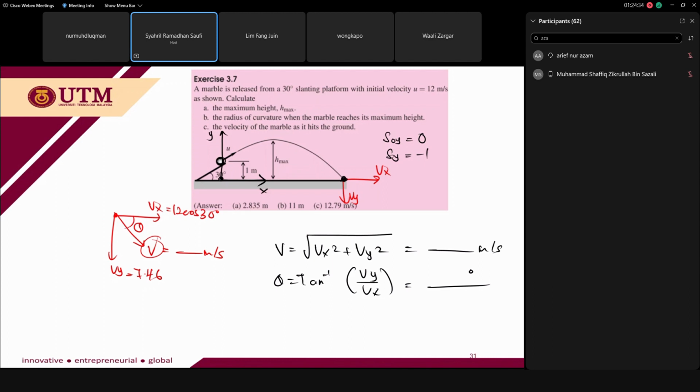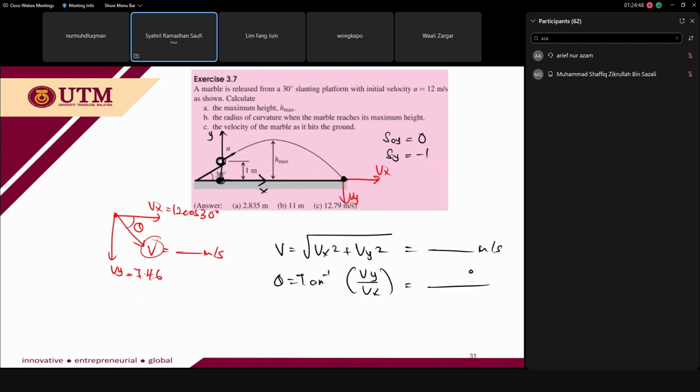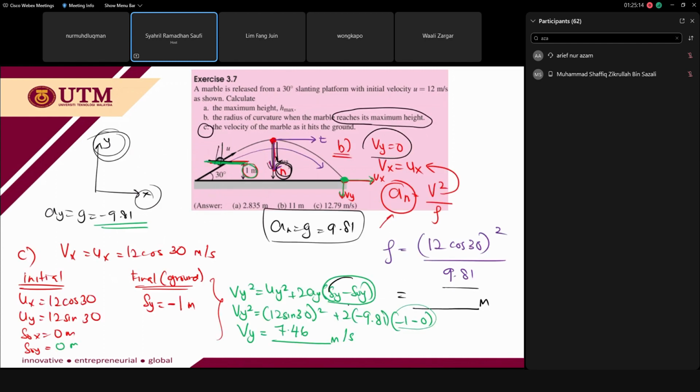Previously I used this position as my reference point. Now I change my reference point to the ground, as the origin. In this case, my s naught y is actually 1 and my sy is actually 0. If I input my values into this equation, I still get 0 minus 1, so I still get negative 1, because the final point is below the initial point. The final location is below the initial location, so that's why you get negative. Displacement should have direction.